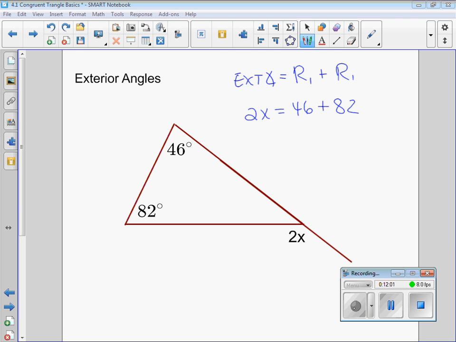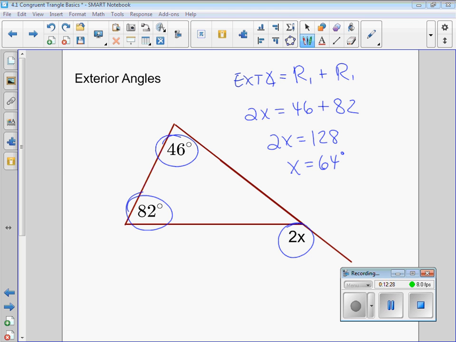Okay, so I wrote the standard equation. The more I do that, and the more you do it, the better you're going to get at memorizing that equation and knowing where to put the pieces as they fall. I can tell that the 2x is my exterior angle, so I placed it in the exterior angle spot. The 46 and the 82 are my remote angles. It doesn't matter which one's 1 and which one's 2, so I stick them in the spots, and I'm just going to solve that equation. Okay, so x is equal to 64.